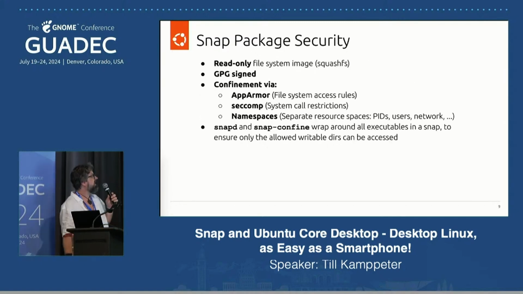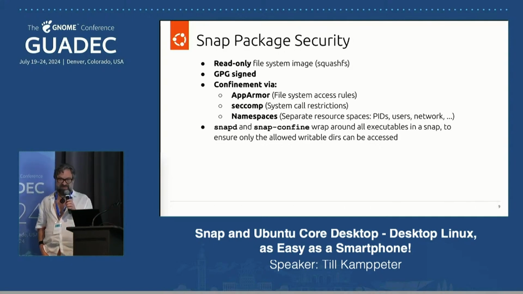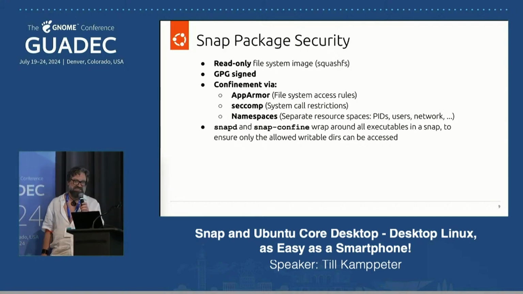And for the security, as I said, we have a read-only system image file system. This way, nothing can be manipulated. And it is GPG signed, so it can be trusted. And we have a confinement which encapsulates the Snap. It's AppArmor for the file system, seccomp for the system call restrictions, and namespaces. And the executables are started with special wrapper scripts, and this way the executables can run in this encapsulation without the standard system file system.